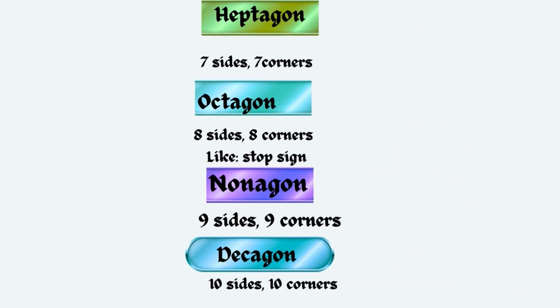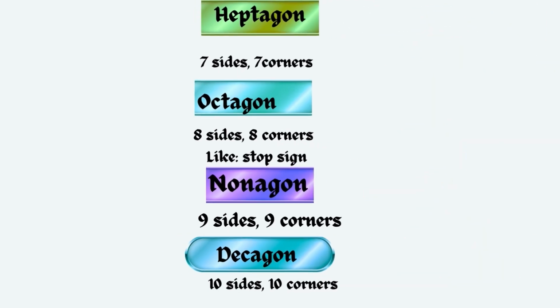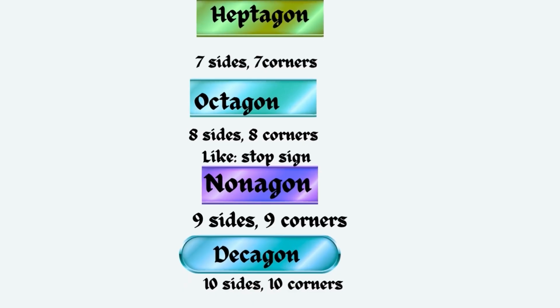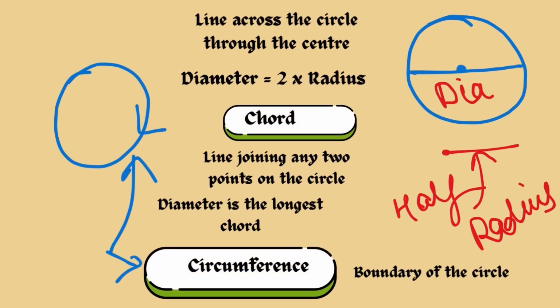A hexagon has six sides with six corners, like in a honeycomb. A heptagon has seven sides with seven corners. An octagon has eight sides with eight corners. A nonagon has nine sides with nine corners, and a decagon has 10 sides with 10 corners, right?